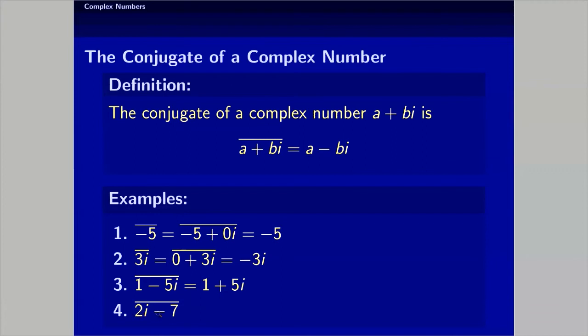Alright? Or, you may want to write it in a plus bi form. The real part first, and then the imaginary part. What do I mean by that? Like this. So, 2i minus 7 can be written as negative 7 plus 2i. Then you take the conjugate. And what is the conjugate of that? It is simply negative 7 minus 2i. Okay? So I hope this is clear.